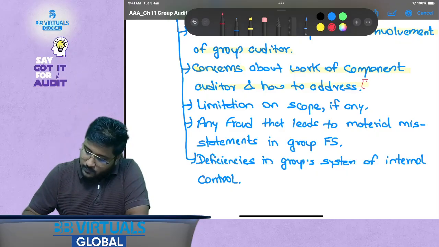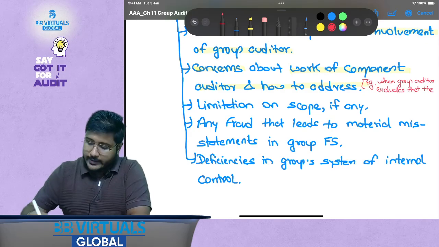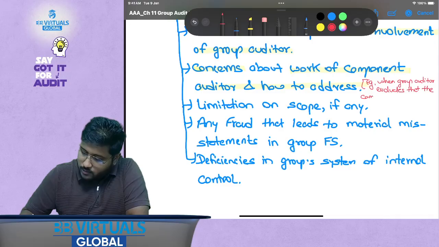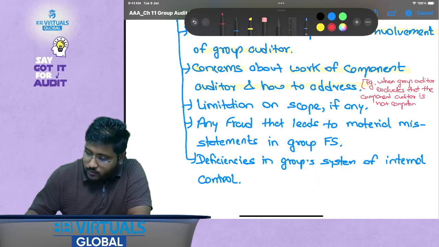Example, when the group auditor evaluates that the component auditor is not competent or objective. I hope this is clear.